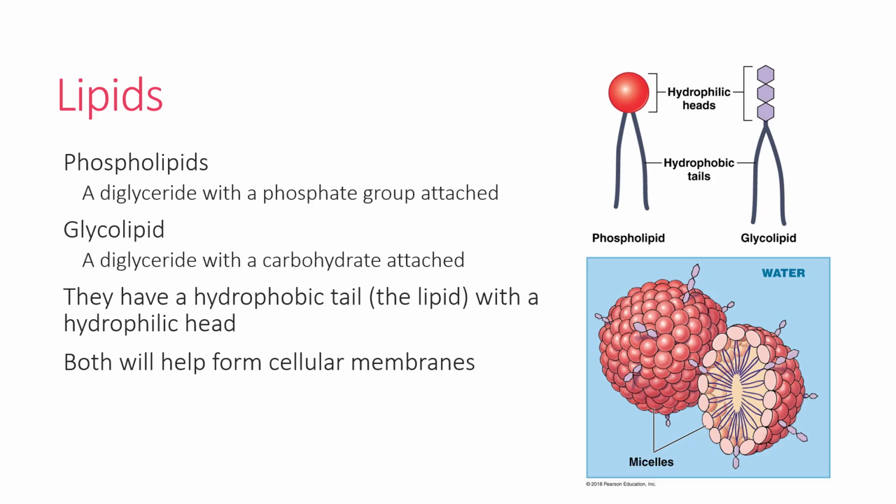All we have is these fatty acid tails. This is going to be the lipid part. We have these fatty acid tails, and then we have a phosphate head. Now, when we look at a glycolipid, it's the same thing, but instead of a phosphate head, we now have a sugar head. Here we can see we've got three sugars attached. But let's focus on the phospholipids here.